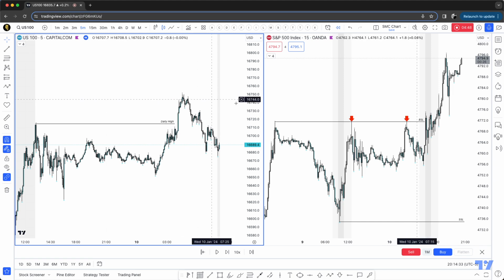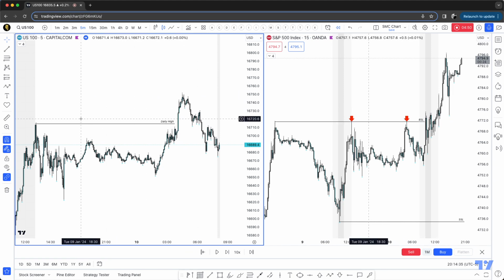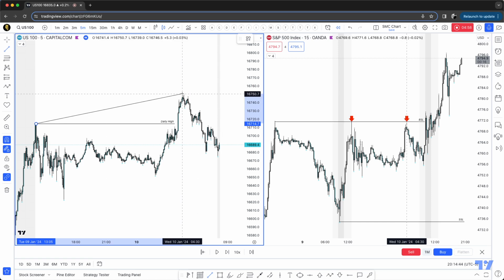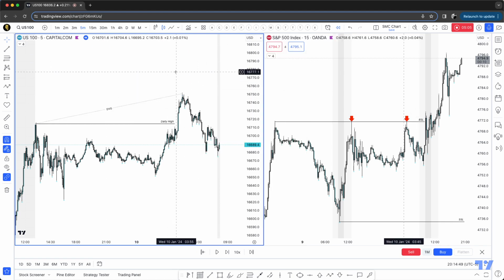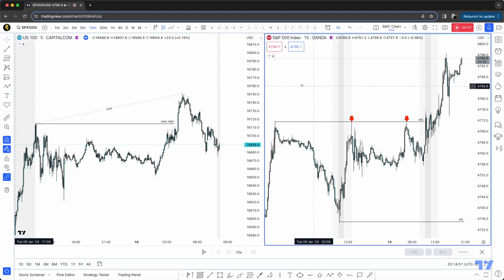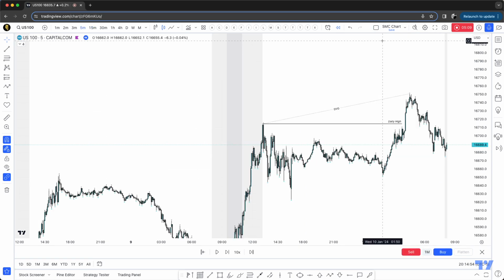This high right here is this high, and this high is this high. So you see, the market is providing a divergence. This is just an additional confluence. Okay, divergence. All right. No biggie.